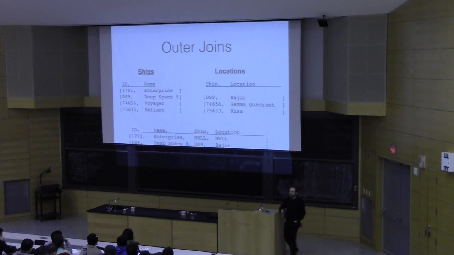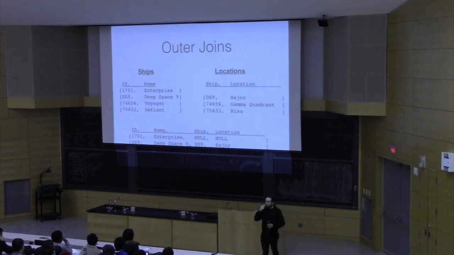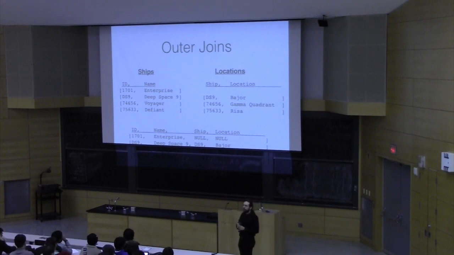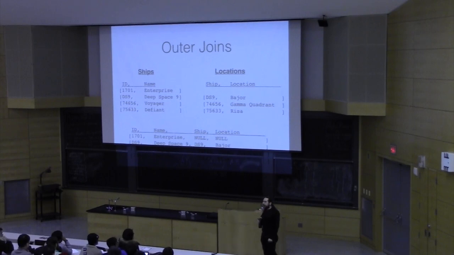Any questions on outer joins, or anything we've covered so far? Can you speak up? So the question is, when would we use an outer join as opposed to a normal join?